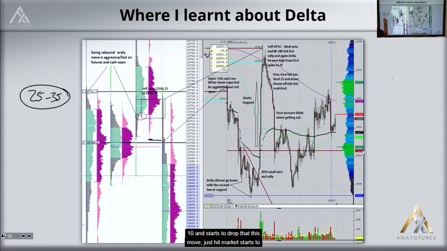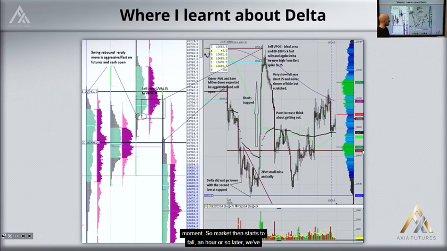Market opens at 10 and starts to drop. And that's this move just here. So market starts to drop. This is frustrating. I'm not in the move. I can see the trade that I was looking for running away from me. So as the market falls, I start thinking, okay, well, we'll wait and see what happens and then potentially get into this in a moment.